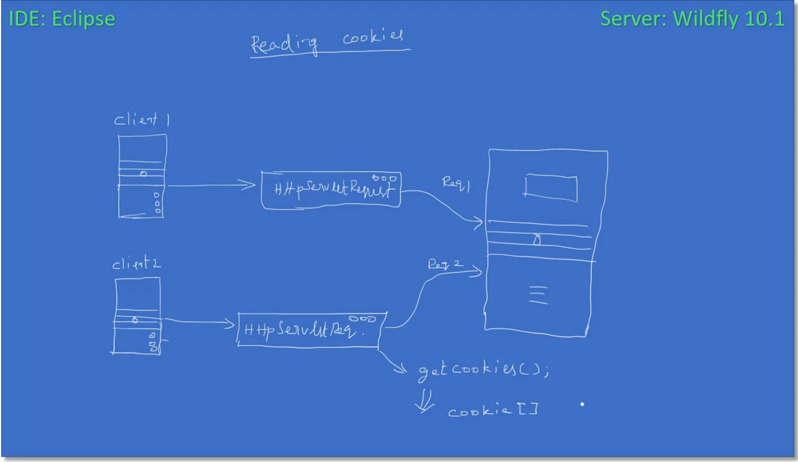And if you remember in the previous slide, when we were creating the cookie, we created it using a name and value pair. So when you get the cookie object, you can supply the name and you can retrieve the cookie value. Then the server will make use of this retrieved value and perform further action.